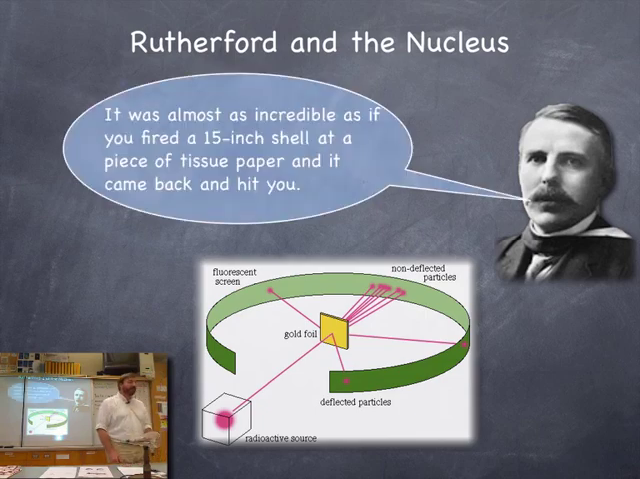At the time, Rutherford said that this was so crazy, it's as if they fired a cannon at a piece of tissue paper and had the cannonball bounce back.